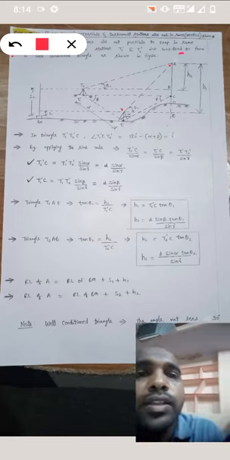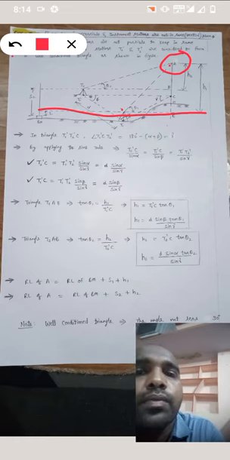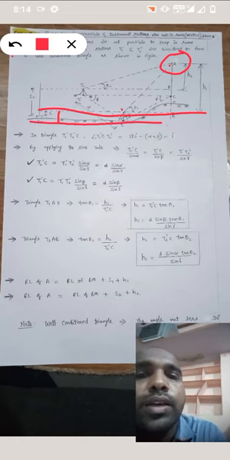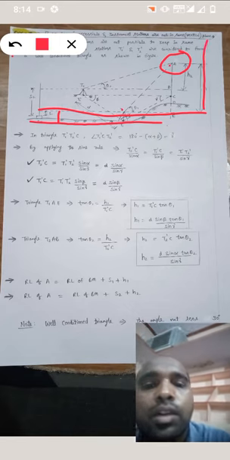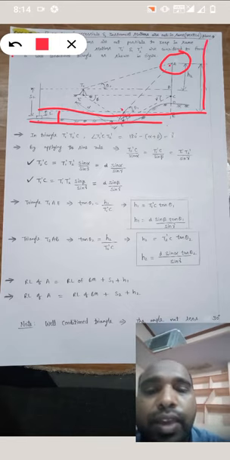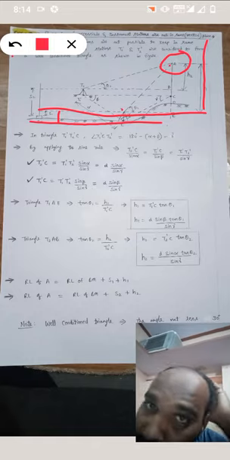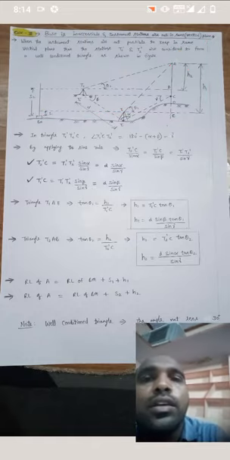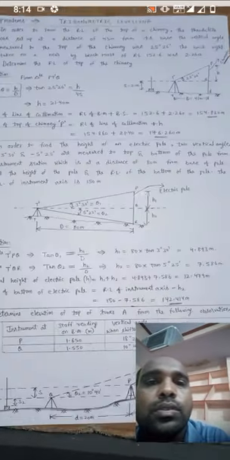RL of A, this is the RL of A. RL of benchmark plus S1 plus H1. Next, RL of A equal to RL of benchmark plus S2 plus H2. So this is the procedure of finding this derivation. Next problems.